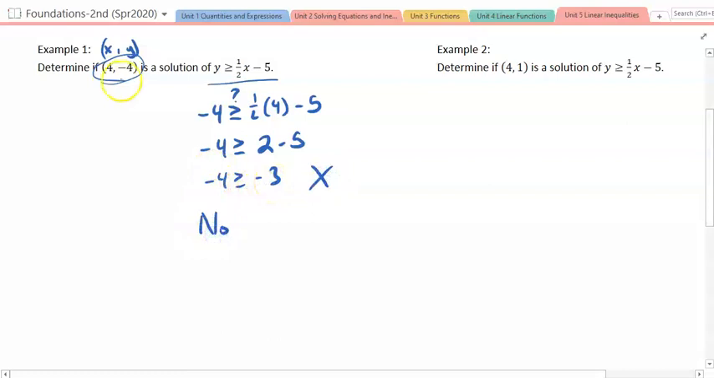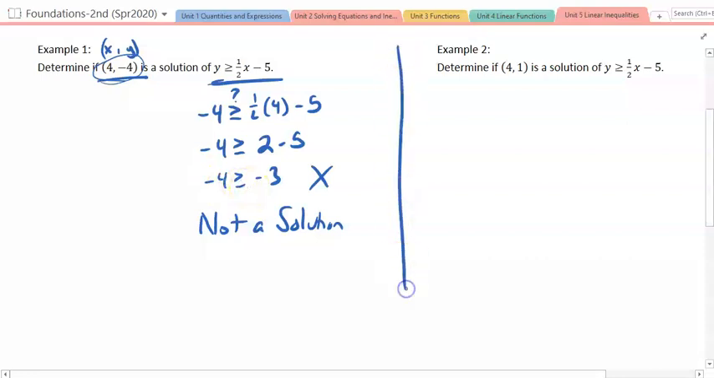So the ordered pair for negative 4 is not a solution of this inequality because it does not give us an answer that makes logical sense. Negative 4 is not greater than or equal to negative 3. Let's see what happens on example 2. Different ordered pair, same inequality.